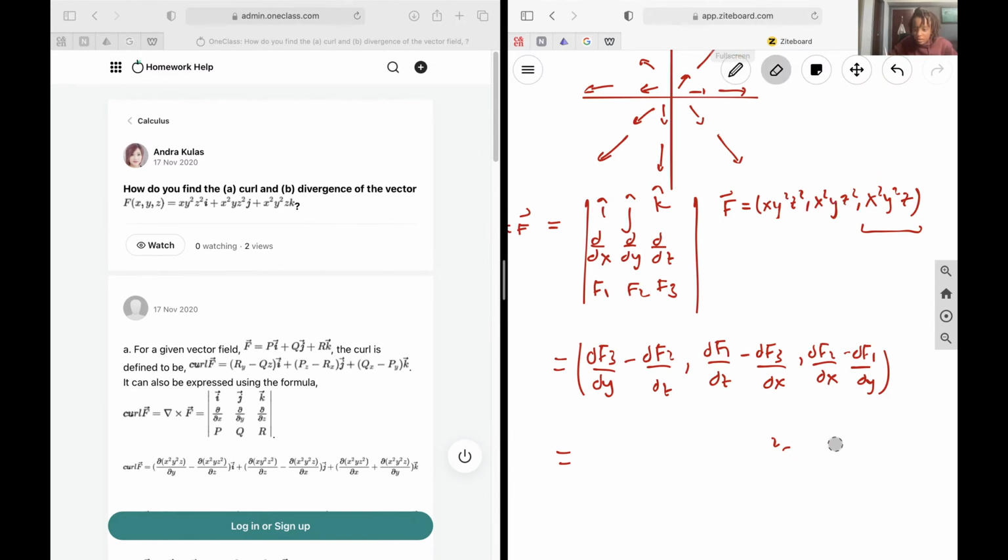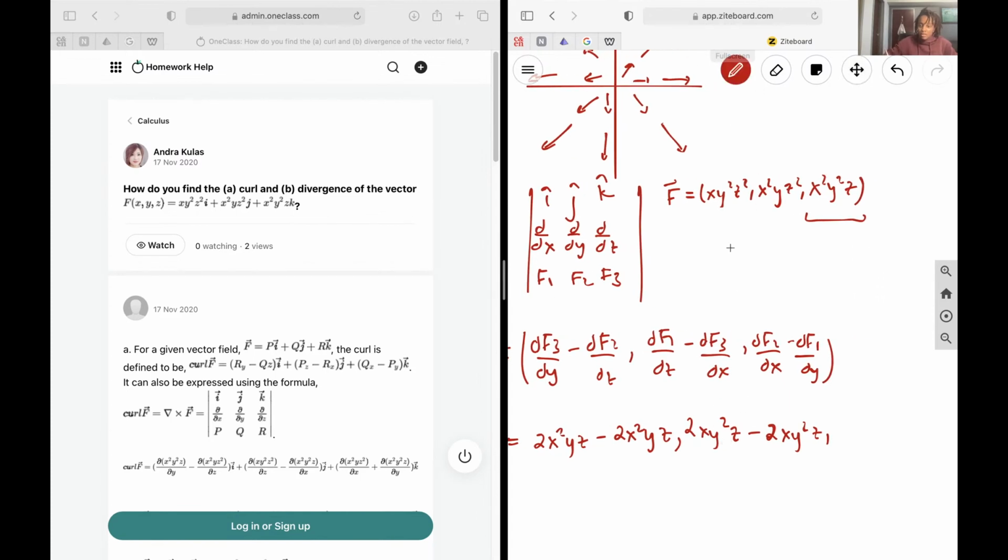Let's just restart really quickly. So the derivative of this with respect to y is going to give us 2x squared yz minus the derivative of this with respect to z, which will give us 2x squared yz, comma, the derivative of this with respect to z is going to give us 2xy squared z minus the derivative of this with respect to x, which will again give me 2xy squared z.